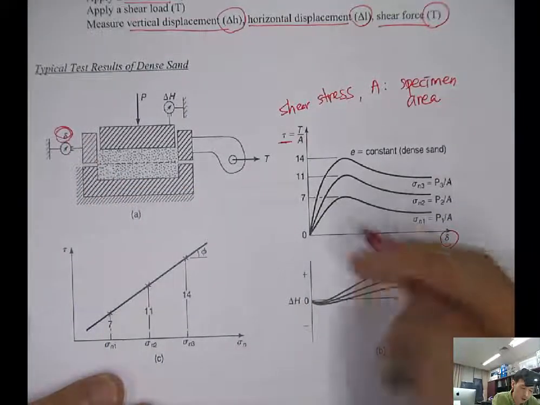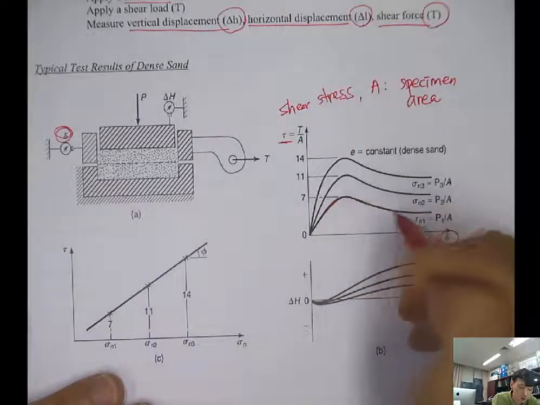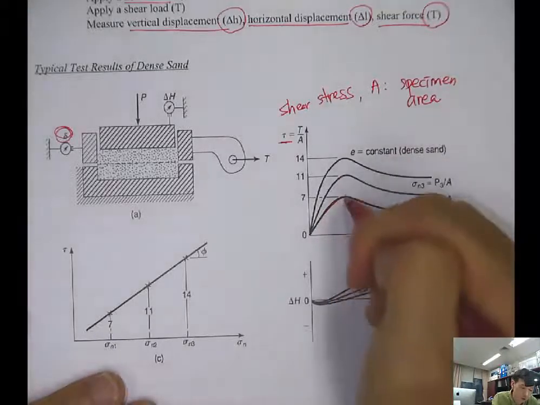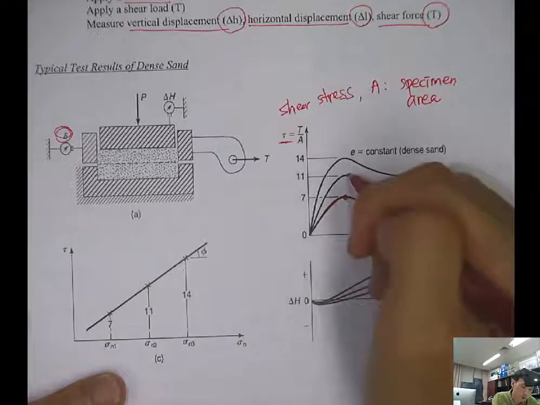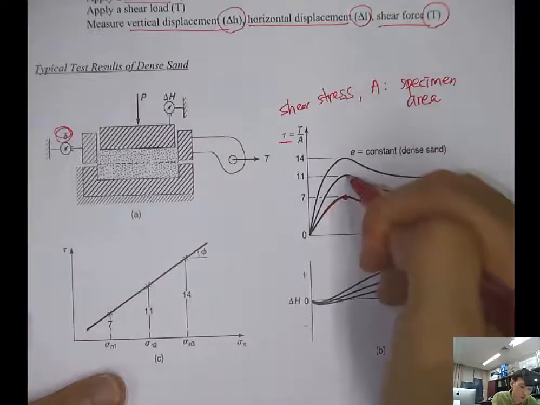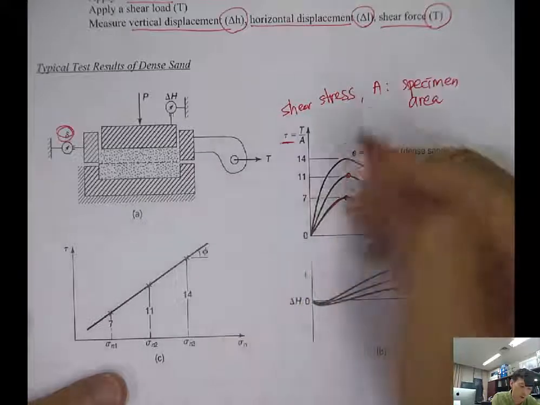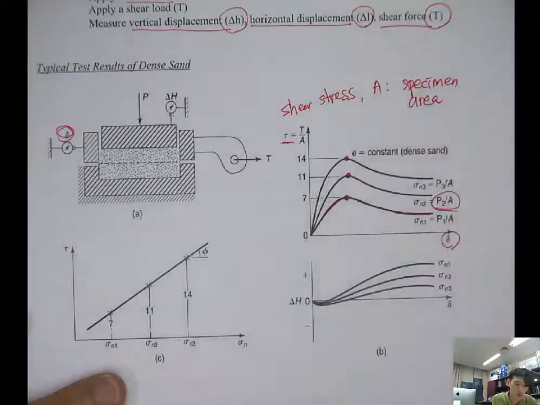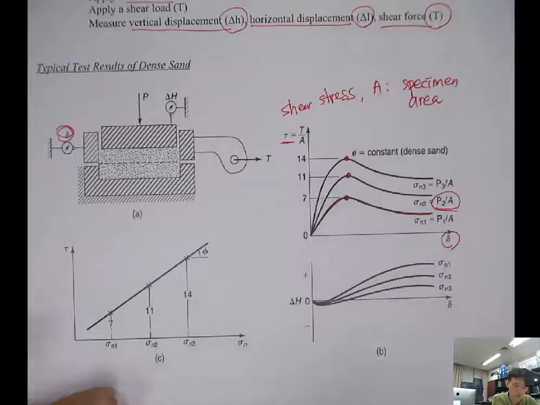As the delta increases, shear stress increases, and then it can go down like this. So this will be the peak shear stress before the failure. And you can repeat the test with different P2, different normal stress. Then this becomes the peak shear stress before the failure, and this one becomes the shear stress before the failure for the normal load of P3.